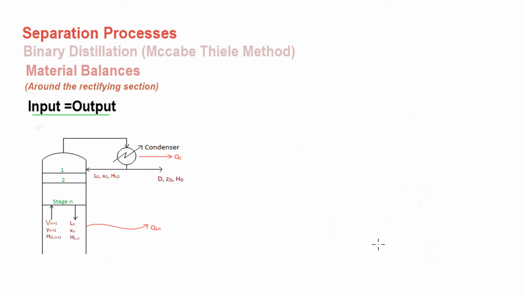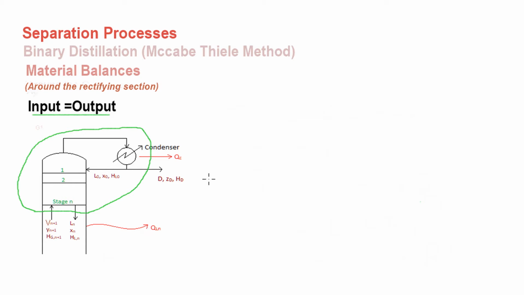So now we will develop the material balance for this system, utilizing again the equation input is equal to output that we developed in the earlier videos. We can now set our system boundary, which is cutting through the top half of the column, the rectifying section, and also including the condenser and cutting the distillate leaving the column. And this is our system boundary that we will be utilizing to form our material balance.